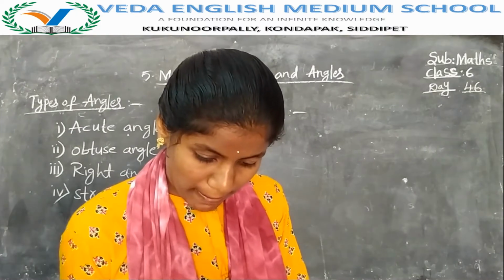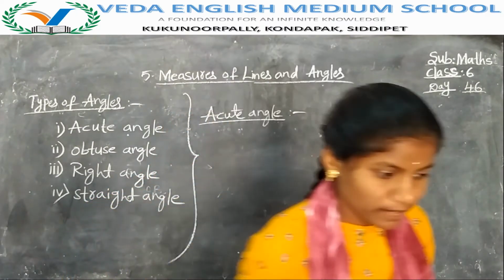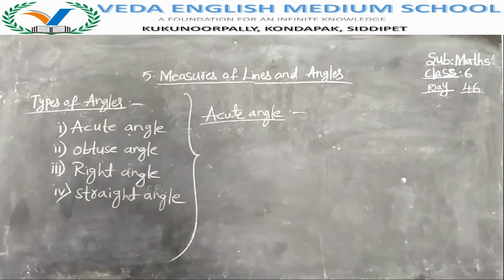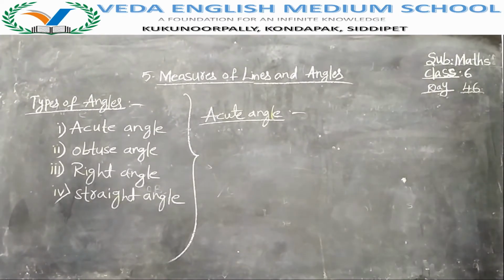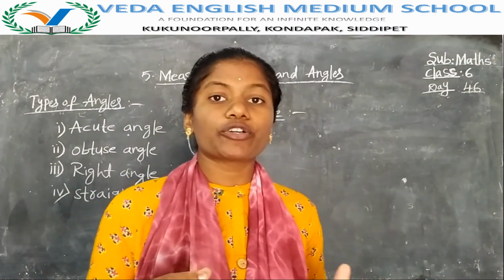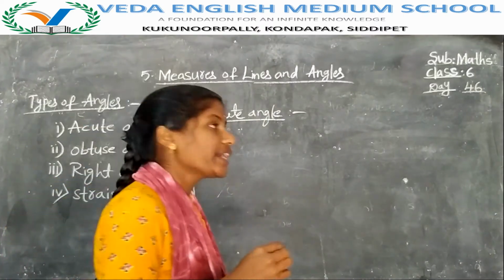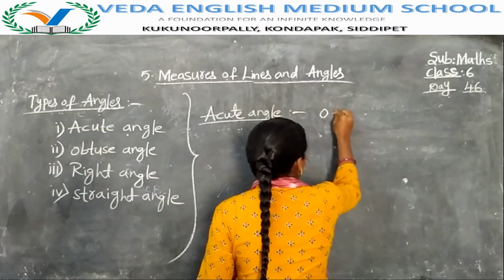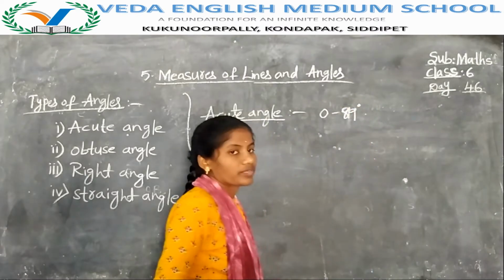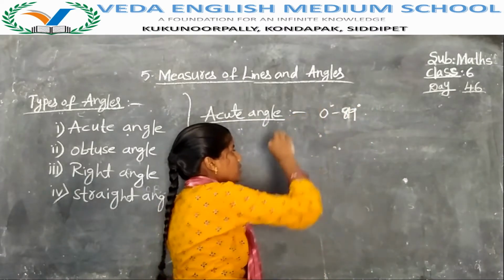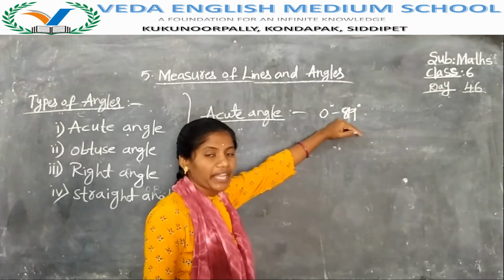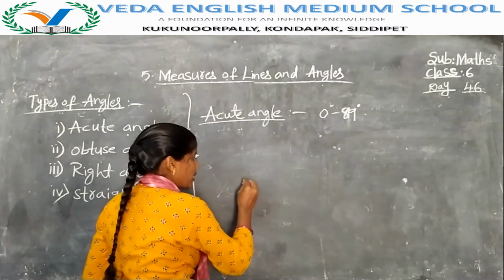The angle which is between 0 to 90. Acute angle means the angle which is 0 to 89 degrees. Between 0 degrees and 89 degrees. These types of angles are called acute angles. For example, do you know protractor?